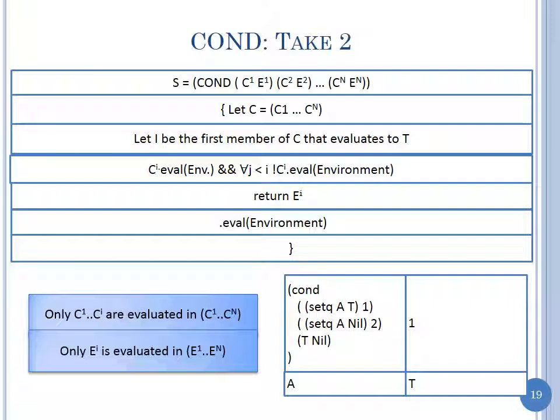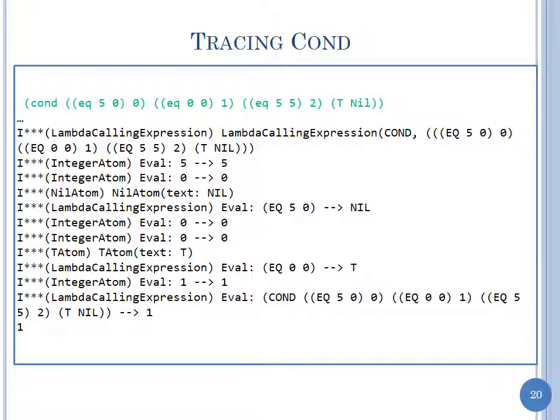Questions? Okay, and you see here that I've got EQ 50, EQ 00, EQ 55, and you see that EQ 50 has been evaluated, EQ 00 has been evaluated, but EQ 55 has not been evaluated in this trace. Okay, so this trace is consistent with what I just talked about.